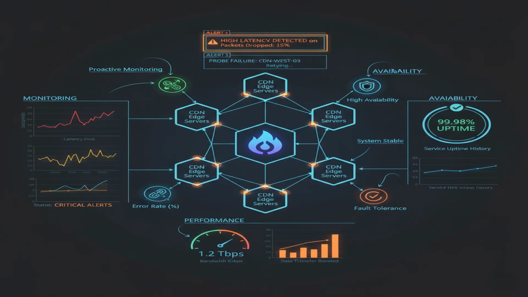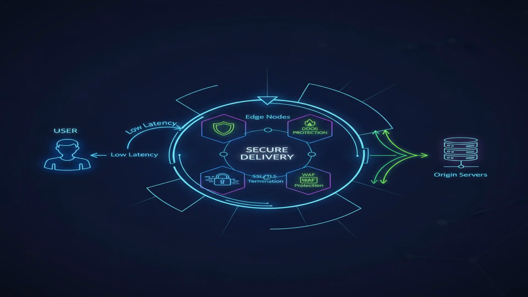To maintain high availability and fault tolerance, CDNs implement robust monitoring systems that continuously assess the health and performance of edge nodes. These systems track key metrics like latency, error rates, and throughput, enabling proactive identification and mitigation of potential issues, ensuring uninterrupted content delivery.